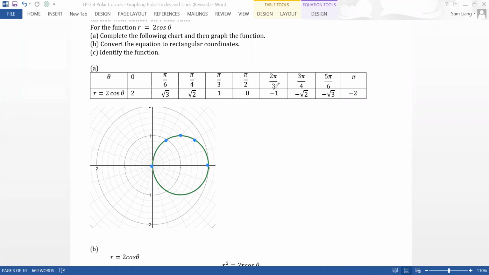Let me do one: -1, 2 pi over 3. For -1, we start on the left. Then 2 pi over 3 is 120 degrees, so that's 90, and then another 30. That'll be located right here. So this point here is -1, 2 pi over 3. Then you graph the other ones, connect the dots, and make a circle. So that's your graph for part A.